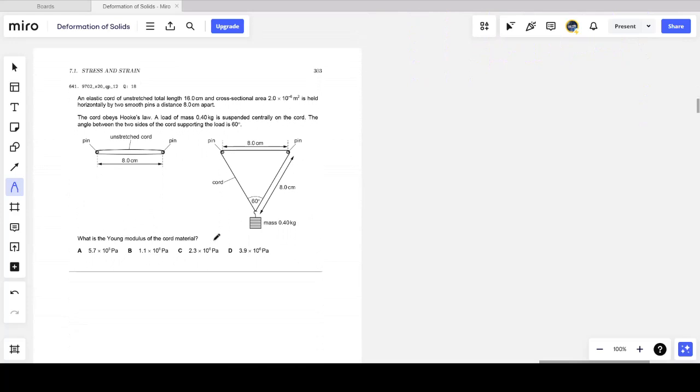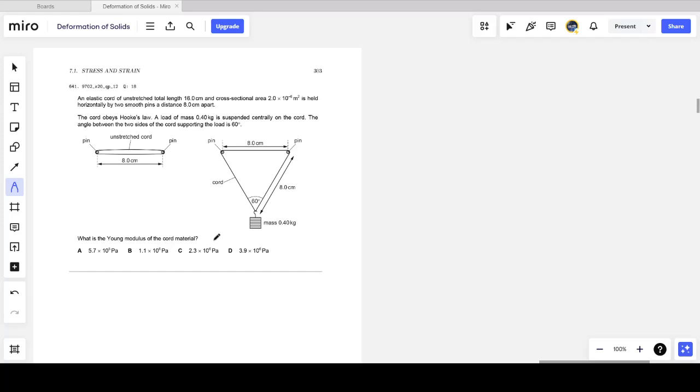The next question is question 641. It comes from the summer 2020 exam, question paper 1, variant 2, and it's question 18 from that paper. So it's another fairly tricky question. It says an elastic cord of unstretched total length 16 centimeters and cross-sectional area 2 times 10 to the minus 6 meters squared is held horizontally by 2 smooth pins at a distance 8 centimeters apart.